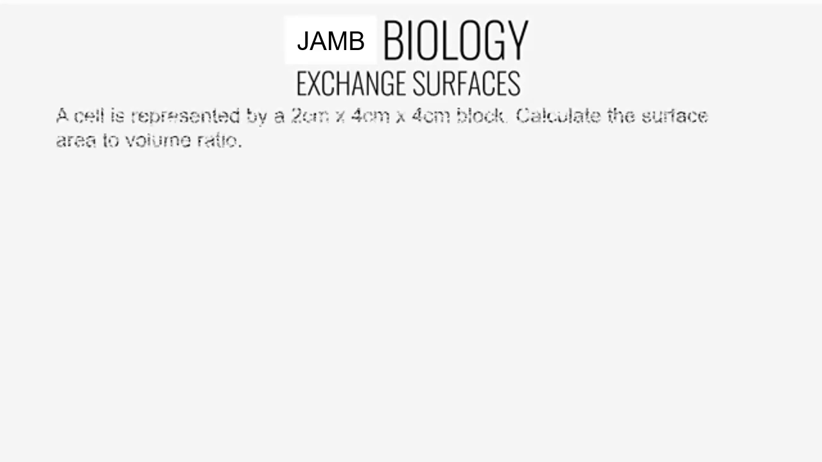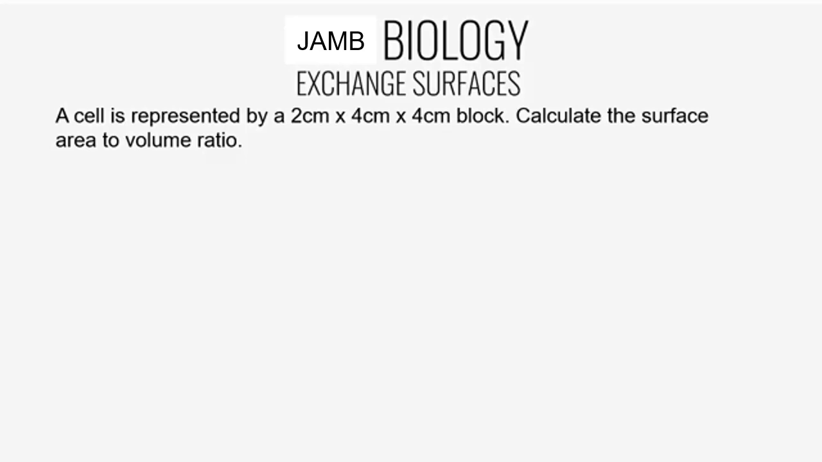So having talked about surface area to volume ratio, let us see how we can calculate surface area to volume ratio when we have the dimensions of the size of an organism. So let's take this question together. A cell is represented by a 2 cm times 4 cm times 4 cm block. Calculate the surface area to volume ratio.